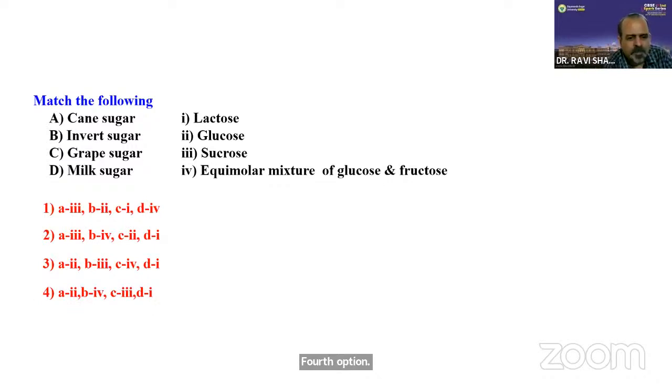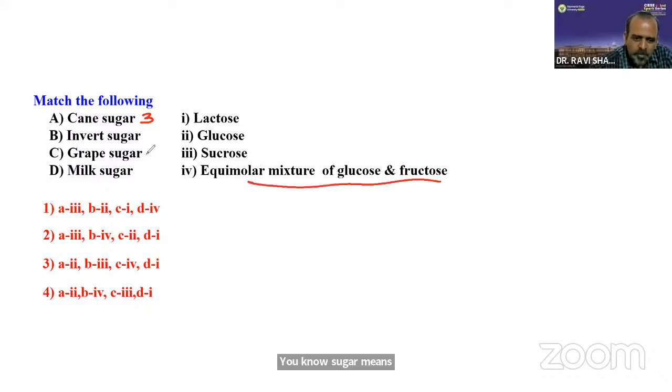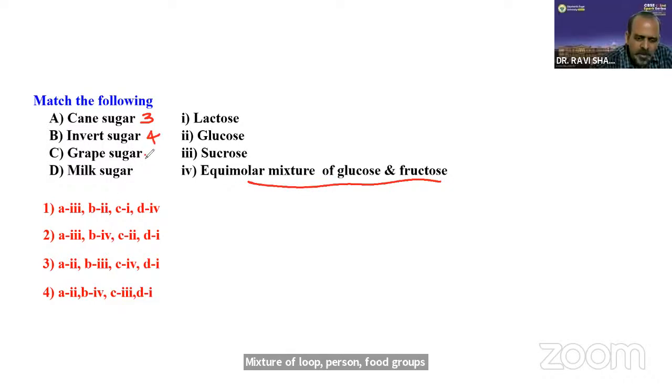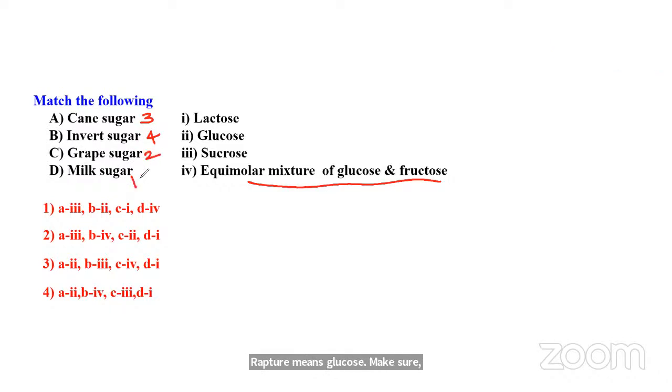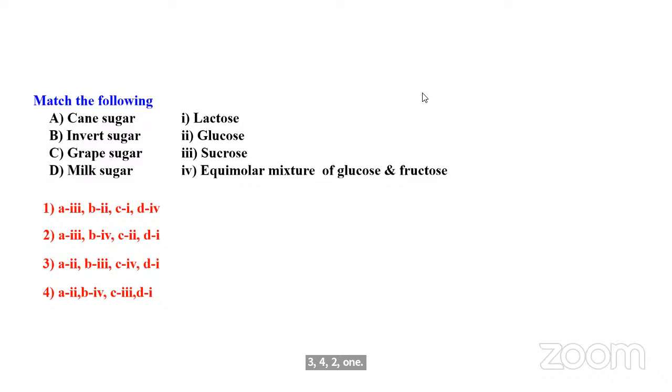What is the option? Cane sugar means sucrose. Invert sugar means a mixture of glucose and fructose. Grape sugar means glucose. Milk sugar means lactose. So 3, 4, 2, 1. Second option.